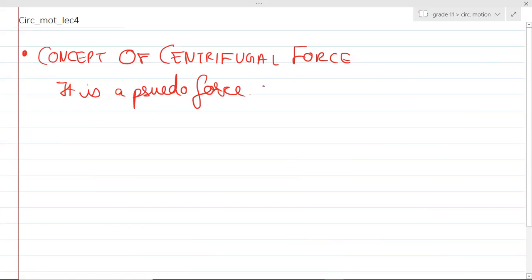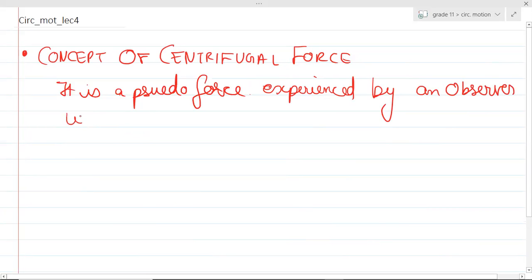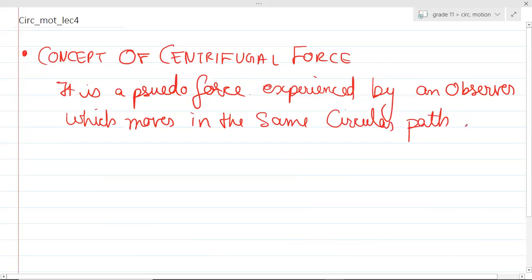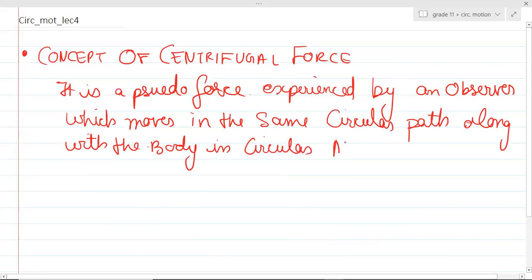It is a pseudo force experienced by an observer which moves in the same circular path along with the body. So basically it is the pseudo force which is experienced by this observer. Please, can you see over here?